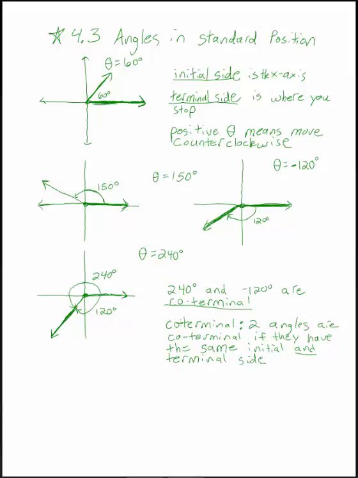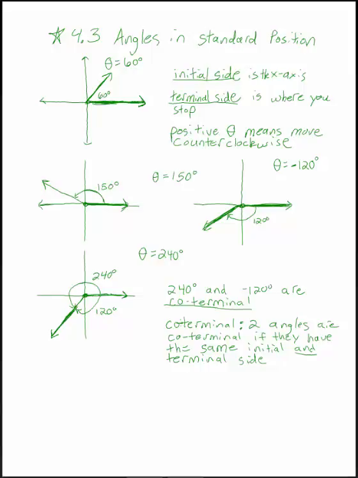So that means any two angles that have the same, and when you're talking about angles in the plane, they're all going to have the same initial side because by definition the initial side is always the positive x-axis. So that's always satisfied. So if you have the same terminal side, if your angle ends in the same place, then you're coterminal. So 240 and negative 120 are coterminal. And really, if you take any angle and you add or subtract any multiple of 360, you're going to obtain another angle that's coterminal.